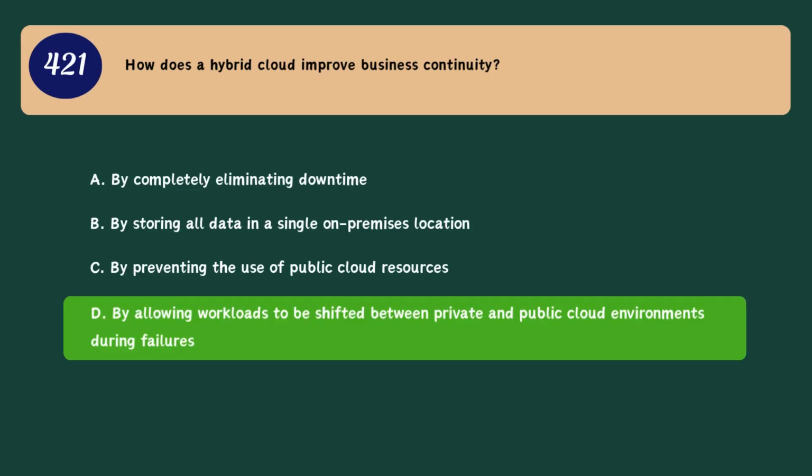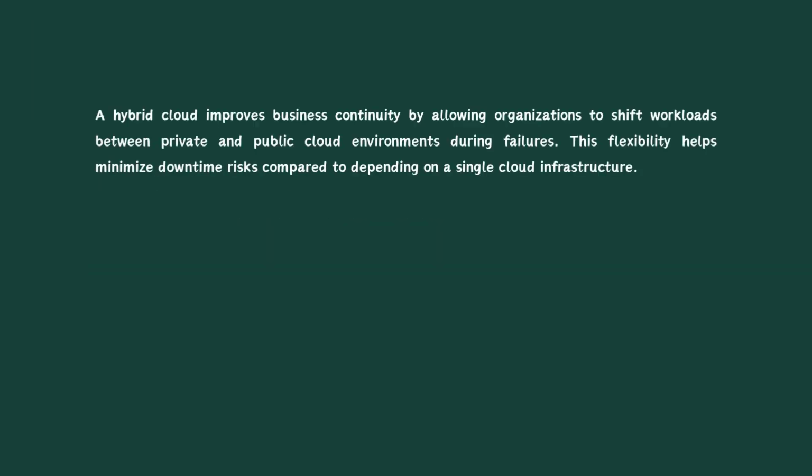Correct answer. D. By allowing workloads to be shifted between private and public cloud environments during failures. A hybrid cloud improves business continuity by allowing organizations to shift workloads between private and public cloud environments during failures. This flexibility helps minimize downtime risks compared to depending on a single cloud infrastructure.